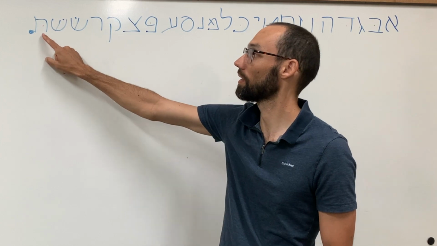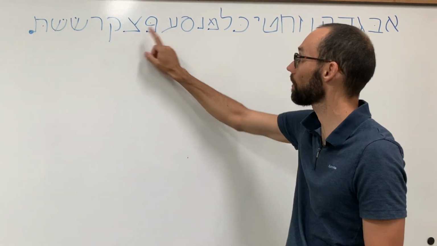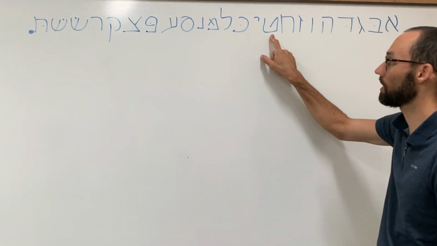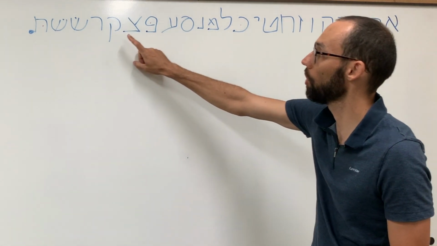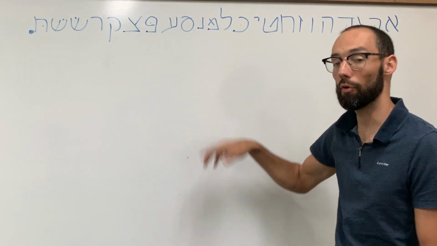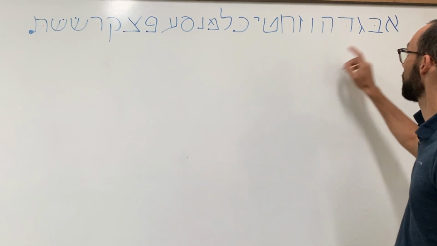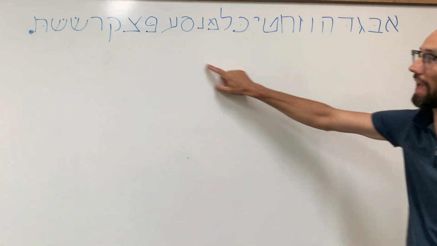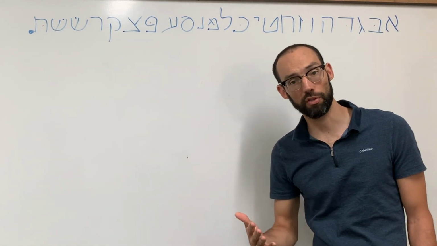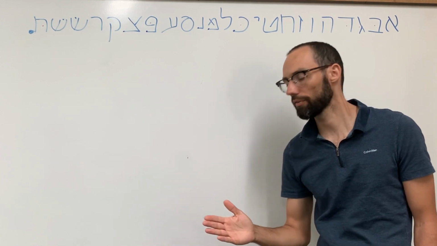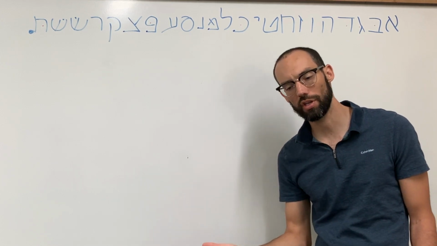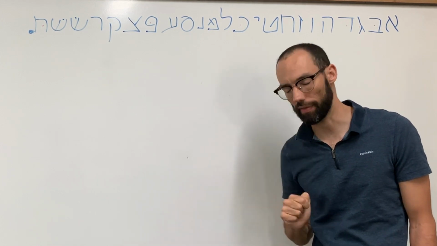So the Tau and the Tet, where's the Tet? Both make a T sound. The Kof and the Kaf both make a K sound. And the Aleph and the Ayin, for our purposes, don't make any sound. They did, of course, but it's very hard for an English ear to pick that up.